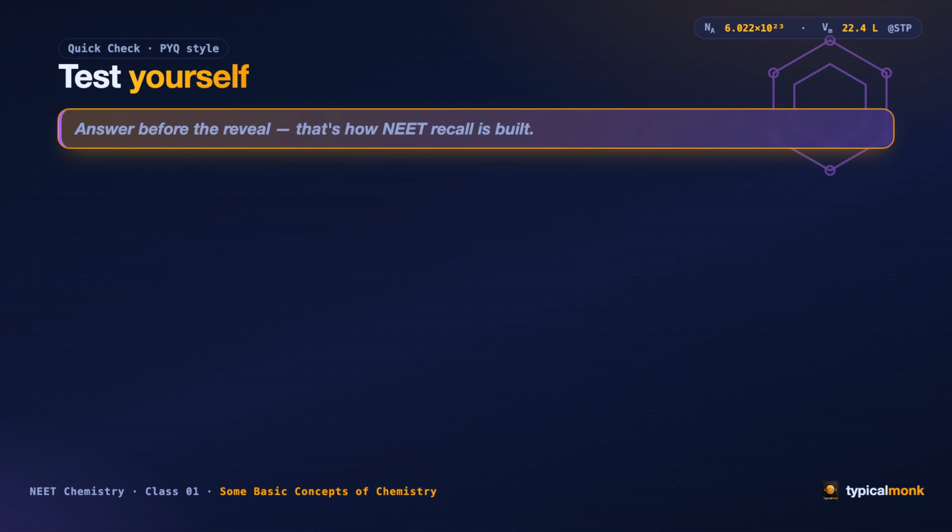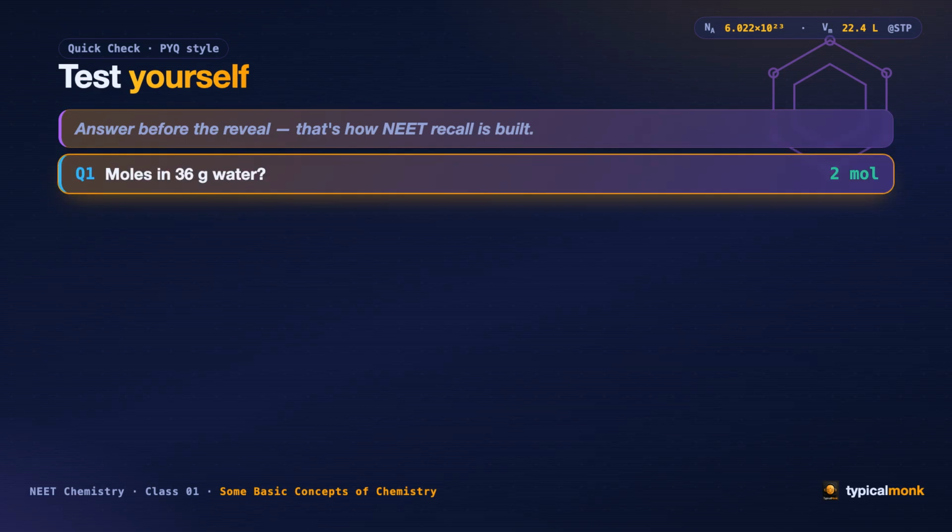Time to test yourself. Rapid fire. Here is the rule. I ask, you answer in your head before the reveal. No pen, no paper, just the bridge you built today. Question 1. How many moles are there in 36 grams of water? Think, molar mass of water is 18. 36 divided by 18, 2 moles.